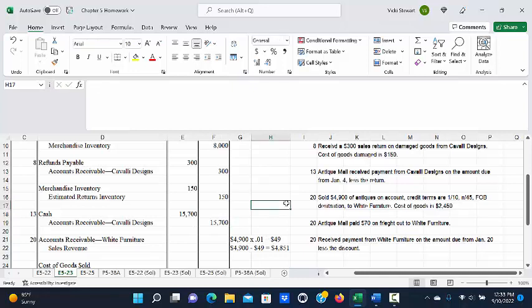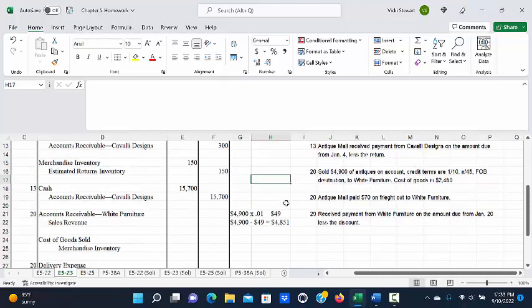Then on the 20th, we sold $4,900 of antiques on account with credit terms of 1/10, net 45, FOB destination to White Furniture, and the cost of goods is $2,450. So we would record the debit to accounts receivable to White Furniture net of the discount.